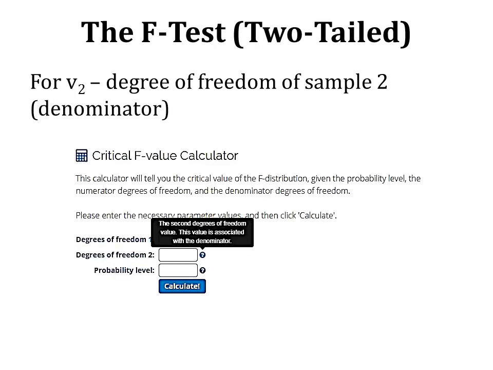Then in the next box we are going to put in the value of V2, which is the degree of freedom of sample number 2, and this is the denominator. And remember, the sample number 2 or the denominator is the sample which has lesser variance. So this should be put in box number 2 of this calculator.